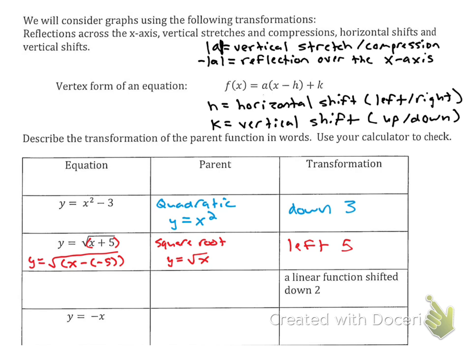All right. Next one, it gives us a transformation. A linear function shifted down 2. What would the parent be? Y equals x. It would be linear. How'd you know that? Tells you.